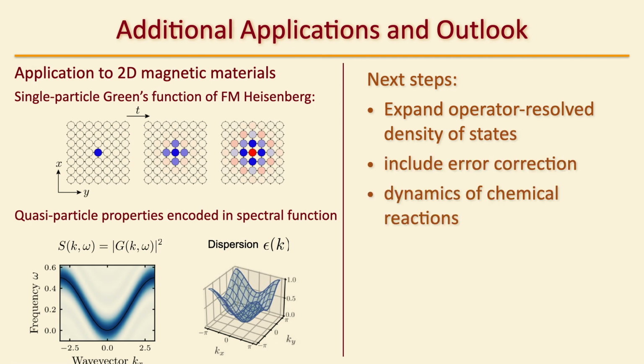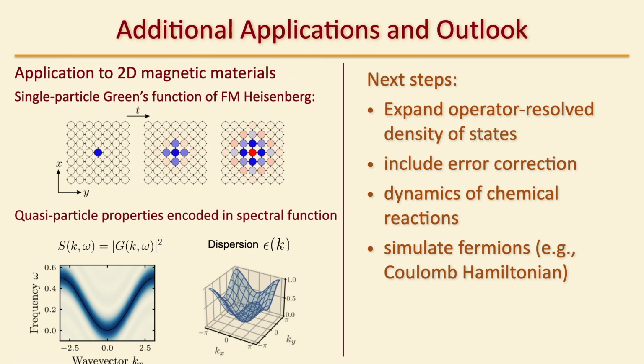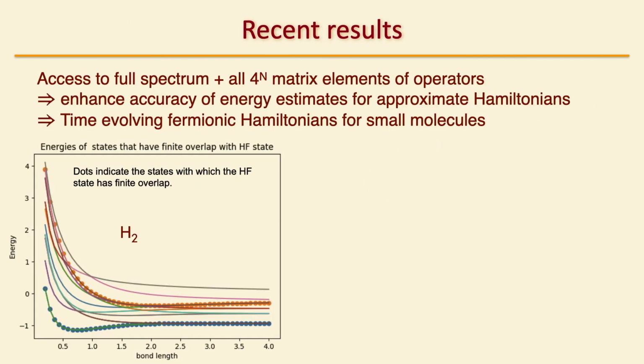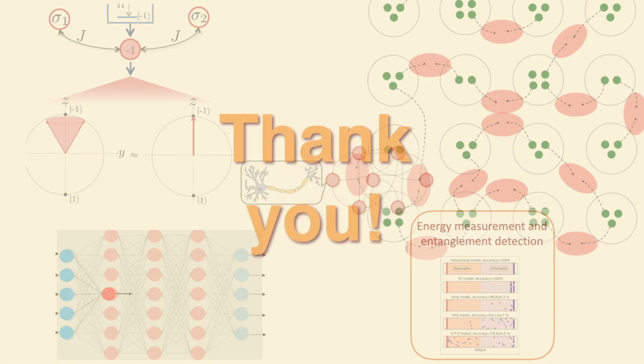Here's a couple of next steps. Namely, this operator-resolved density of states, something we heavily work on right now, and we have a lot of ideas. How to include error correction in general in systems like that is a big open question. Dynamics of chemical reactions is actually not that hard, because if one knows the low-level spectrum, that's relatively simple. But one of the big questions is now how to go from spin to fermions. And we have some more results, but I'm not going to show this, and I want to thank you.